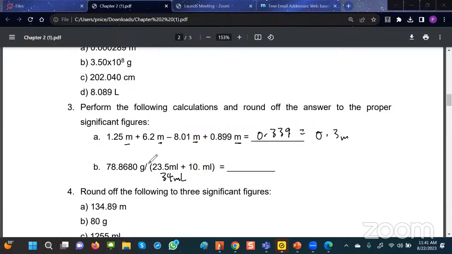And then you do the division. So let me do that division on my calculator. 78.8680 divided by 34. And this is what I got on my calculator.